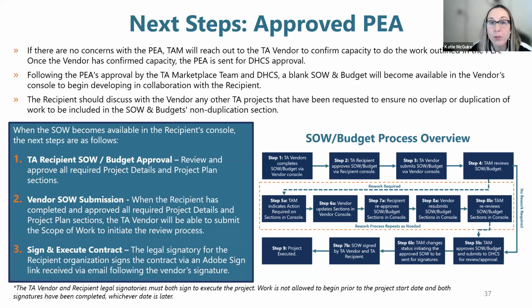Once that has been approved, the legal signatory entered into that individual SOW will receive an email from Adobe Sign requesting the signature. Once the vendor has signed and you as the recipient has signed, then the project can begin work once the start date of the project has occurred and the signature has been completed, whichever date is later.